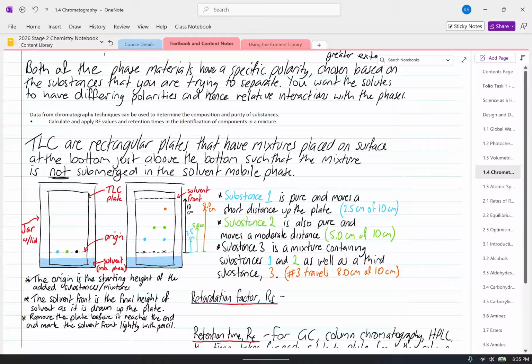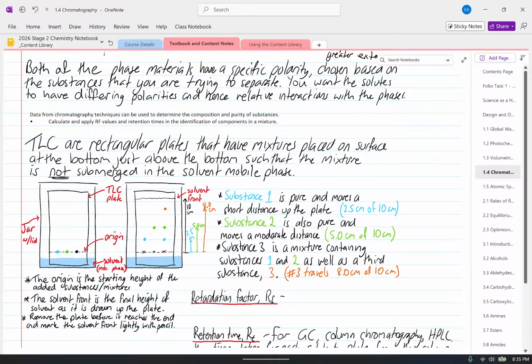Now, if we start with our blue dot, and we place our blue substance in that first spot, and after it runs, it travels 2.5 centimeters. And so this distance is 2.5 centimeters compared to the 10 centimeters that the solvent front has moved.